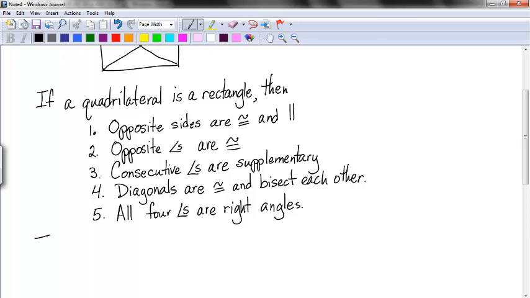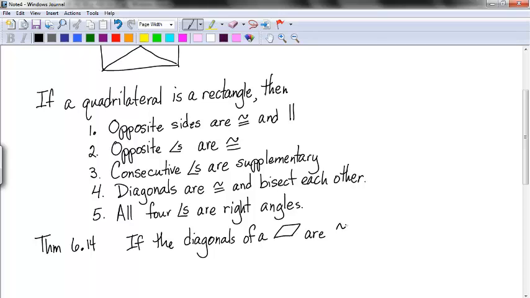Then the author goes through theorem 6.14 that says if the diagonals of a parallelogram, just use the symbol for parallelogram, if the diagonals of a parallelogram are congruent, then the parallelogram is a rectangle. Okay, and that's basically it.